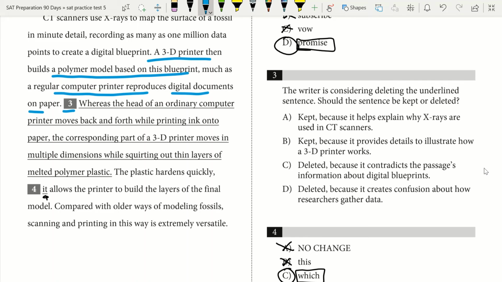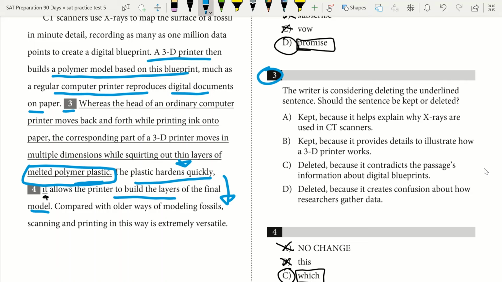Our third question. We have, whereas the head of an ordinary computer printer moves back and forth while printing ink onto paper, the corresponding part of a 3D printer moves in multiple dimensions while squirting out thin layers of melted polymer plastic. Okay, so it's describing how a 3D printer works. Then we have, the plastic hardens quickly, right? So we just talked about melted polymer plastic, and my next sentence talks about plastic hardening quickly, allowing the printer to build the layers of the final model. Okay, so that's more and more expansion on how a 3D printer works.